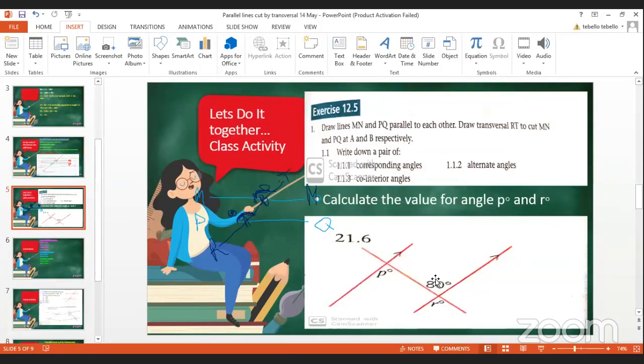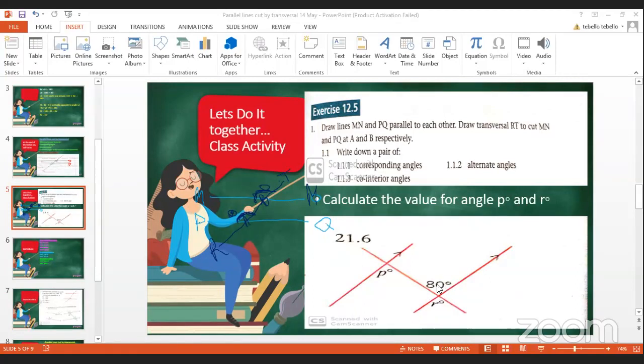Okay, so let's do this one first. 5 minutes remaining. So guys, tell me the value of angle R, because R is opposite angle to 80 degrees. They are vertically opposite. So what is the value for R? The value for R is 80 degrees. What is the reason? The reason is they are vertically opposite. You can see that they are vertically opposite. Now, we are done with R. The value of R is 80 degrees.